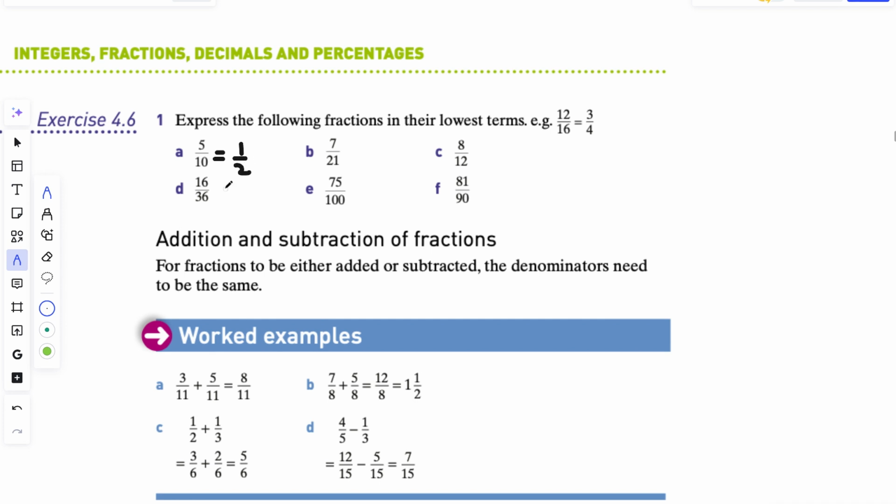So you always find 4 can go into 16. 8 cannot go into 36, so 4 is the highest. 4 goes into 16, we get 4 in the numerator. 4 goes into 36, you get 9. This becomes 4 over 9. Okay? So this is how we do them.